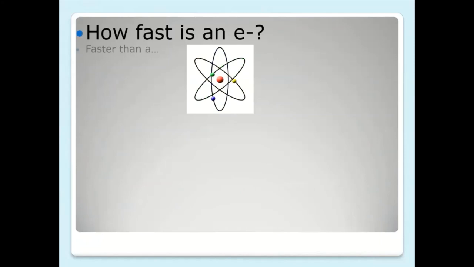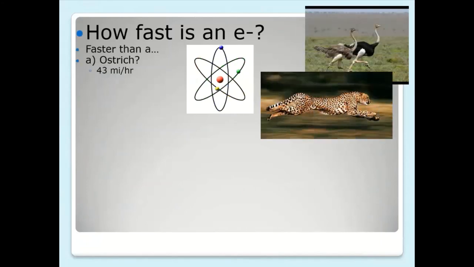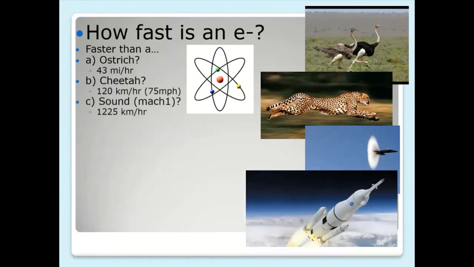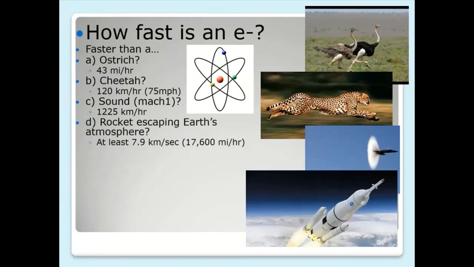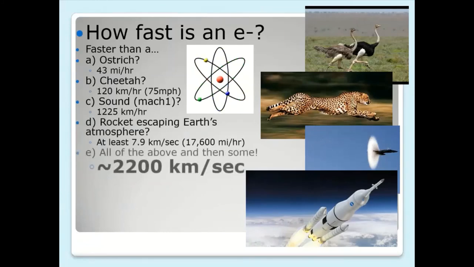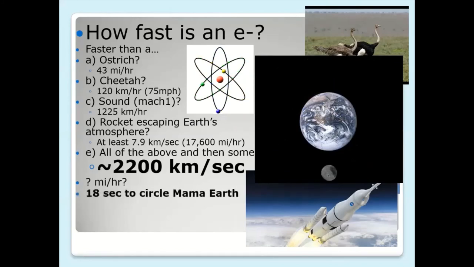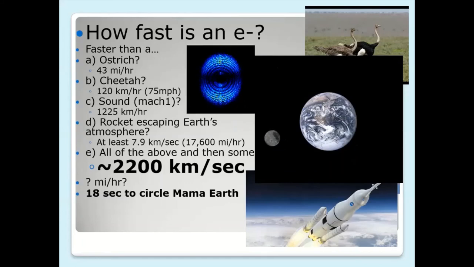Well, let's take a moment. How fast is an electron? It's faster than an ostrich. It's faster than the cheetah. It's faster than the speed of sound. And it is faster than a rocket escaping the Earth's atmosphere. It is moving that many kilometers per second. Yeah, it's moving really fast. So in miles per hour, it's the distance to the moon. 18 seconds to circle the Earth is the moon. So this is doing that all in 1 second or something like that.